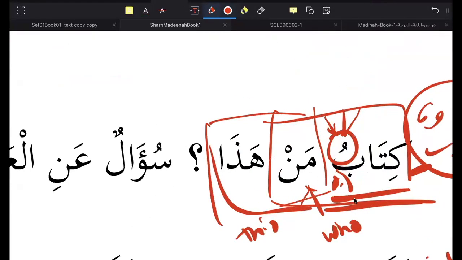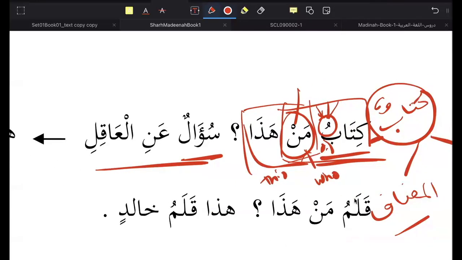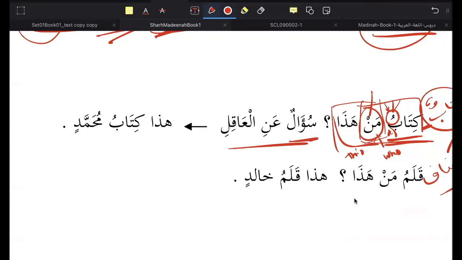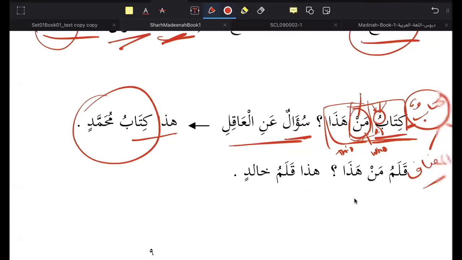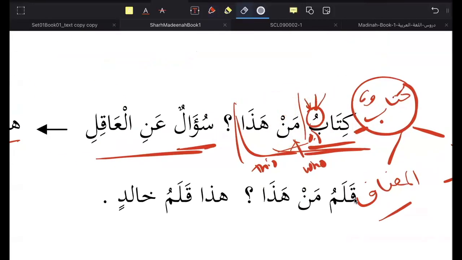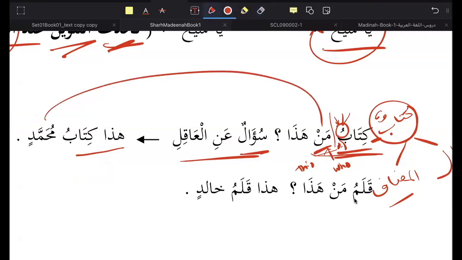So he's saying that when you say kitabu man, because we learned the man we use for intellect, aqil, and ma we use for ghair aqil, non-intellect. So he's saying su'alun anil aqil. So when you say kitabu man hada, we're asking about who, meaning who's the person that this book belongs to. So he said, hada kitabu Muhammadin. So now you know why are we saying man is definite here, because look, this man is replacing what?